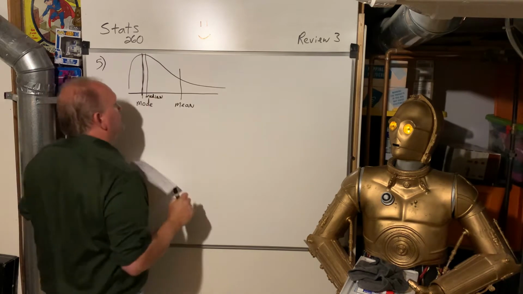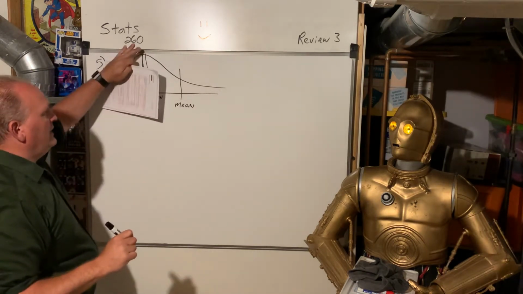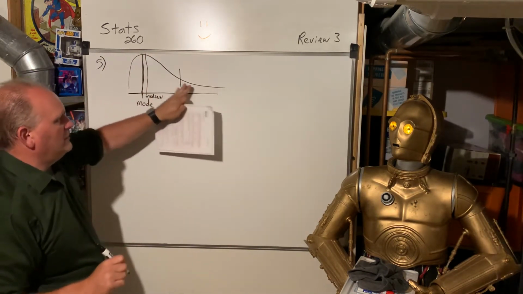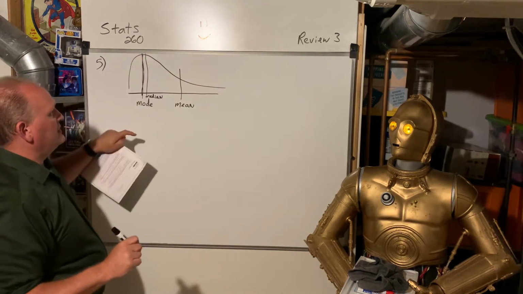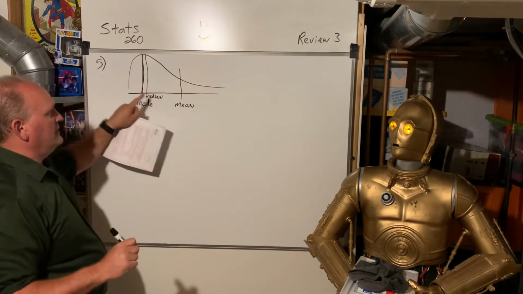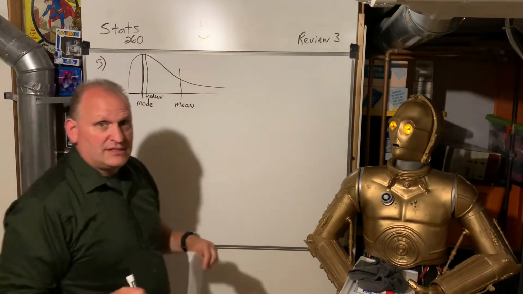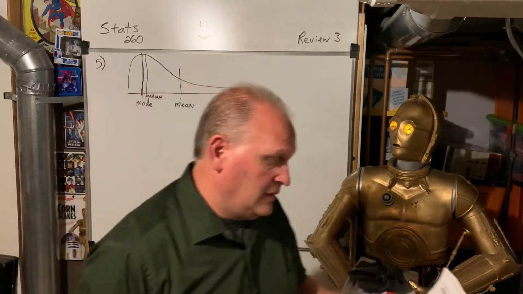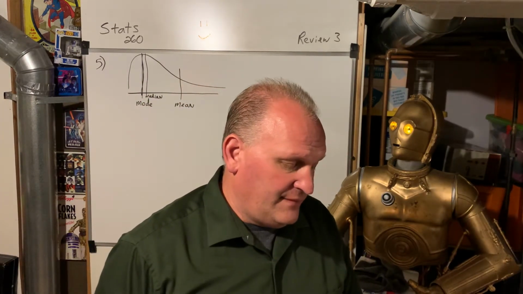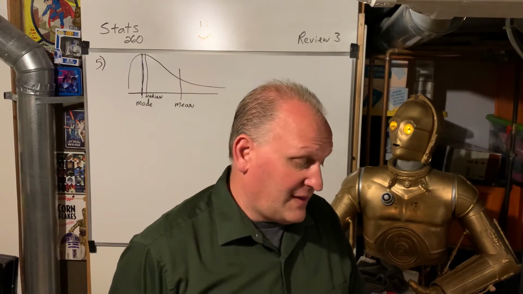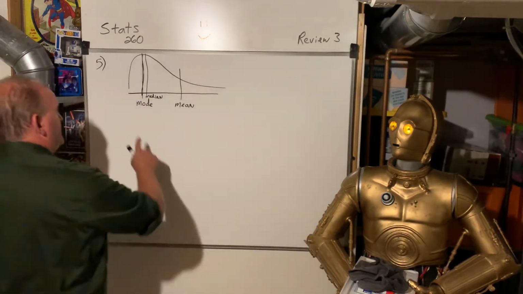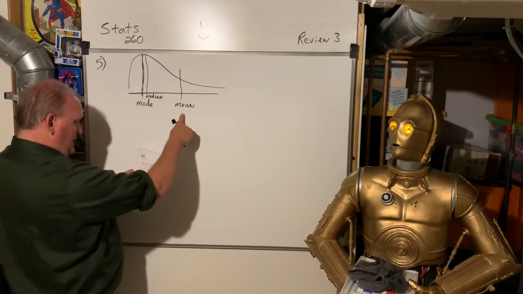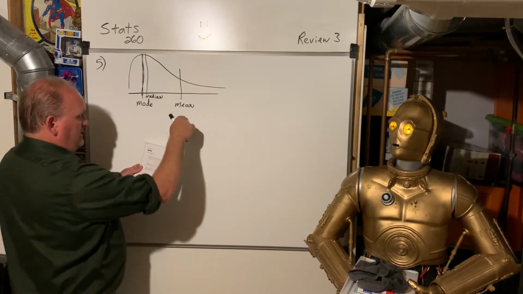because it's not symmetric. Median is equal areas. So this area would have to equal this area, and that would be the median. So the mode is the highest point of the curve. The median is equal areas, and the mean gets pulled towards the outliers. All right. Okay, so then they have multiple choice here. What order would it be in? Well, it looks like it would be mode, median, and mean, which is choice B.